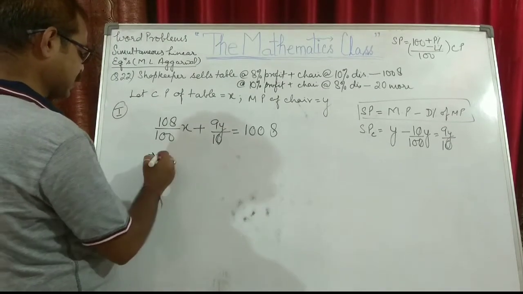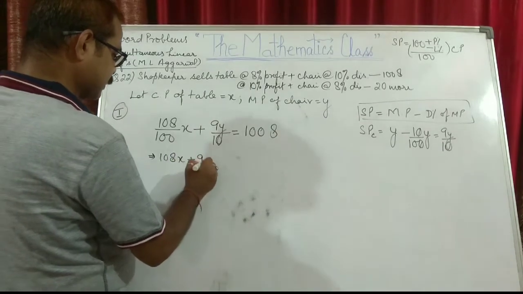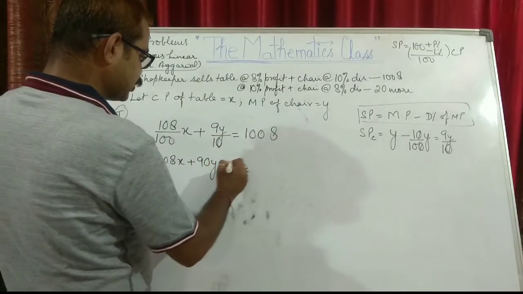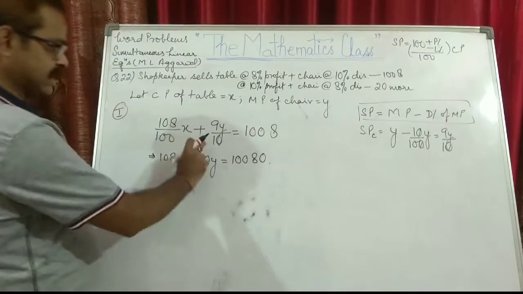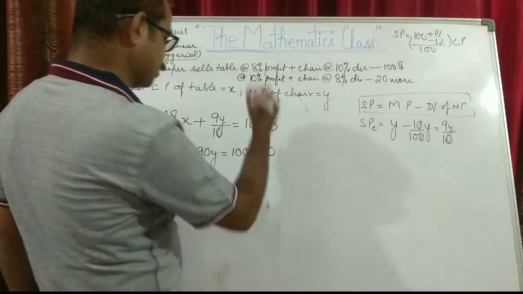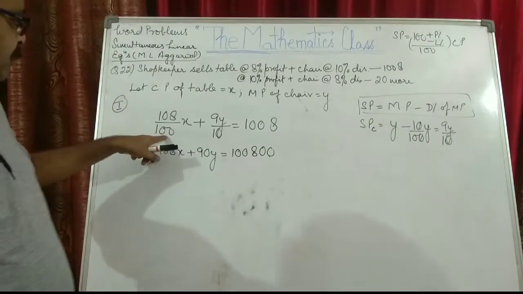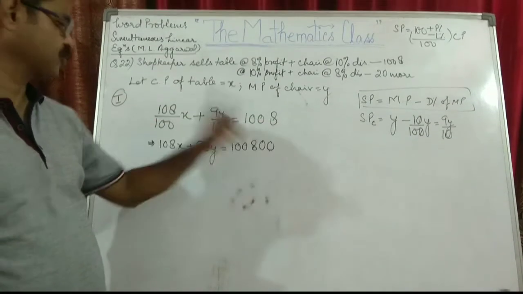This can be written as 108x plus 90y is equal to 10080. Means I have taken LCM and multiplied over here. 10080, like this. When you take LCM as 100, so this will be 108, this will be 90, and 2 zeros will be increased. So that it is.